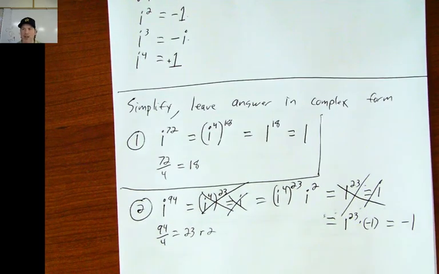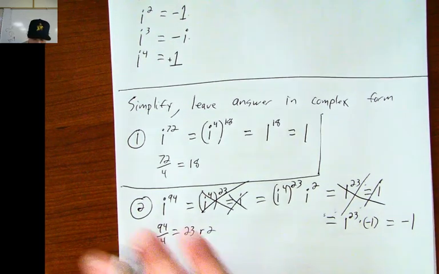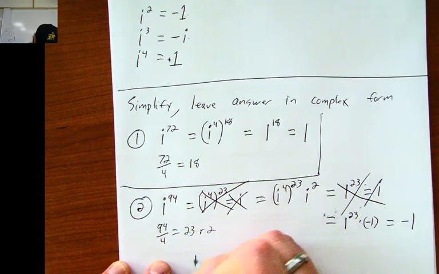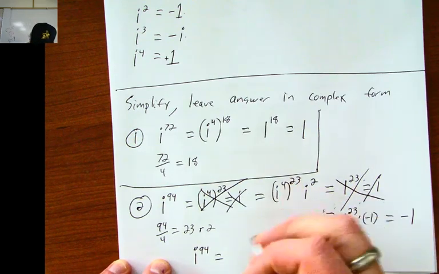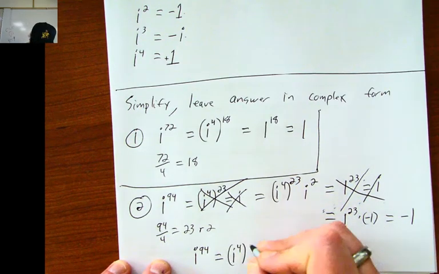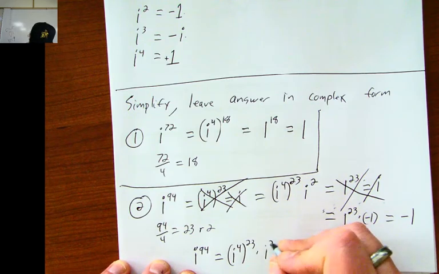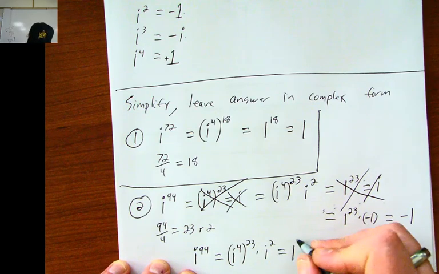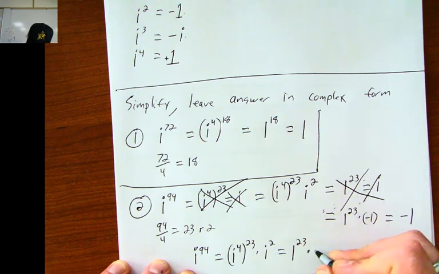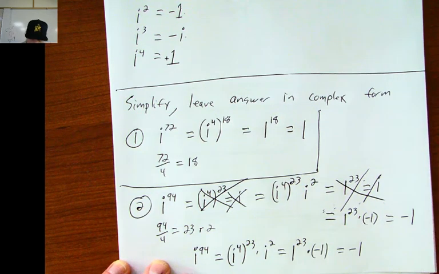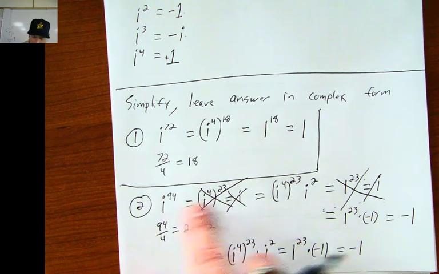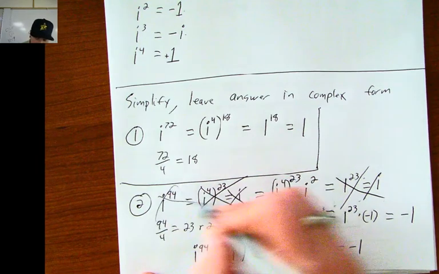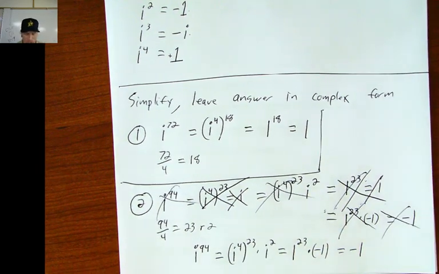Now, you know how I say, if you do a problem wrong, redo it? This is sloppy. It doesn't look good. So I'm going to do it another time, just really quick. i to the 94. This was a good first step, so it's i to the 4 to the 23 times i squared, which became 1 to the 23 times -1, which just became -1. So now I've got this nice clean problem here, and it doesn't have all these crossouts. So I'm actually just going to get rid of all this stuff. Well done, Elliott.